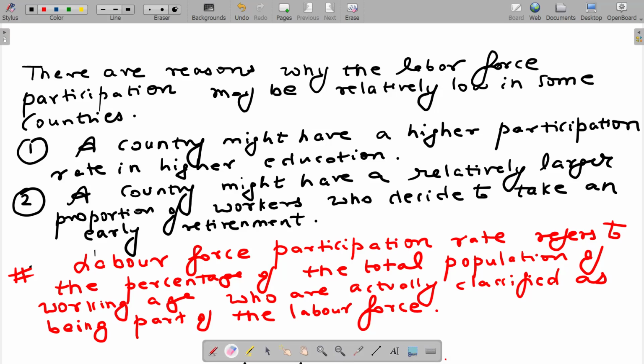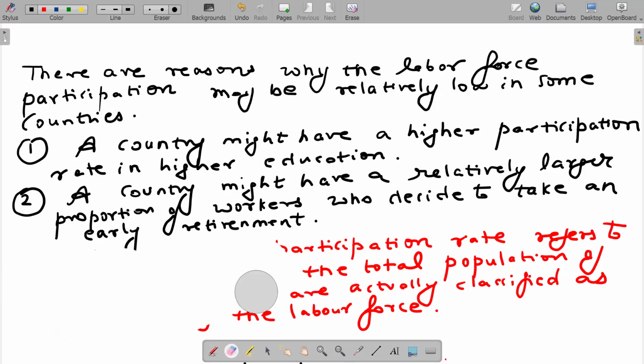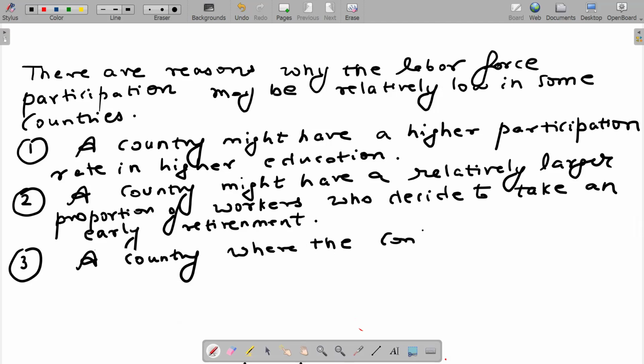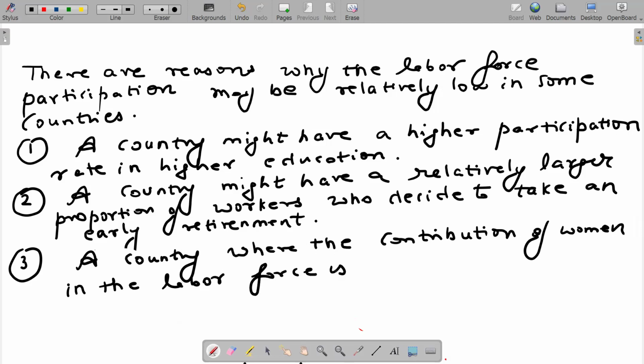Okay, and the third factor would be contribution of women to the labor force. The third factor for a low labor force participation would be a country where the contribution of women in the labor force is constrained by social and cultural factors.